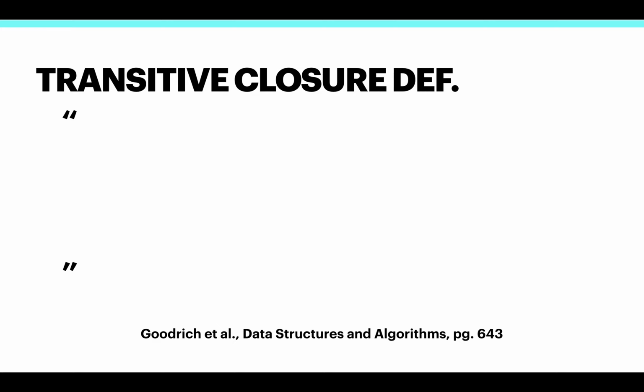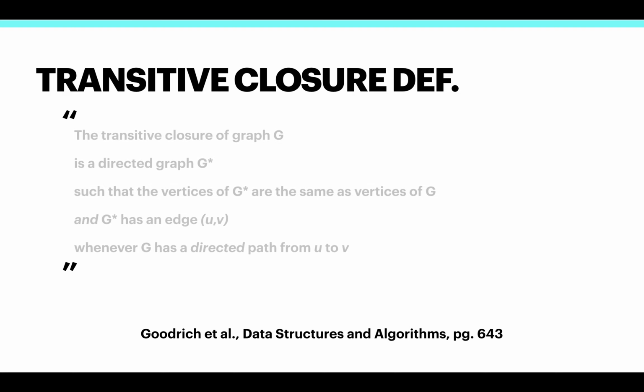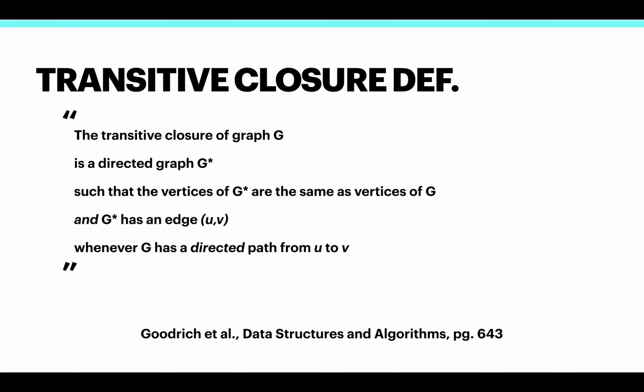Let's take a look at the formal definition of transitive closure. The transitive closure of graph G is a directed graph G star such that the vertices of G star are the same as the vertices of G, and G star has an edge UV whenever G has a directed path from U to V. So that's exactly what we just saw in the previous slides.